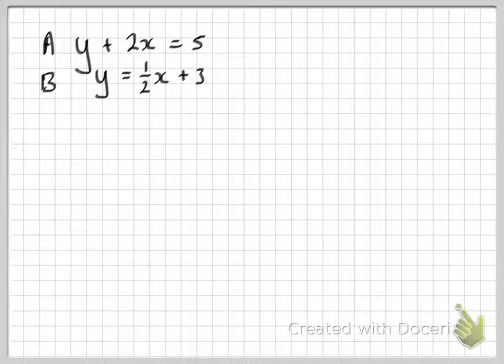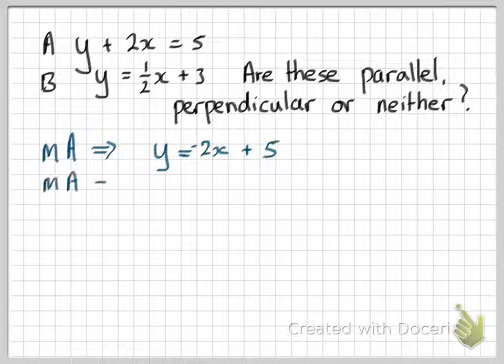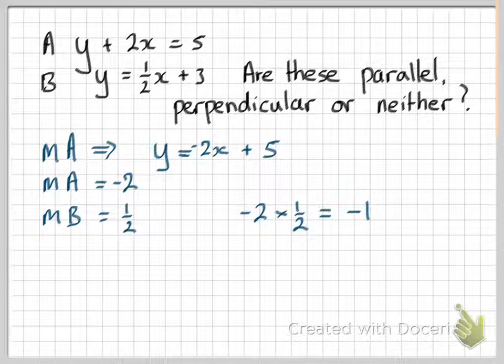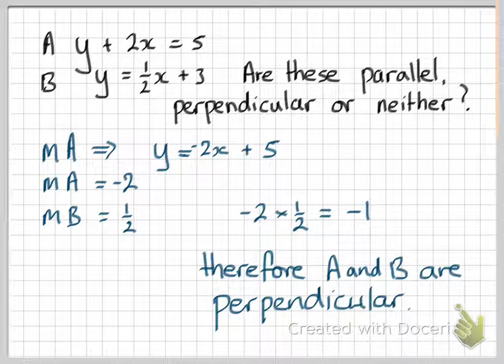If we've got these two lines, we've got to check, are they parallel, perpendicular, or are they neither of those? So let's have a look at the gradients. In fact, for most questions, it is the gradient that you need to find first. So the gradient of line A equals -2. You've got to put it in the form of y equals mx plus c. We see the gradient of A equals -2. The gradient of B is a half, and check, do these make -1 when you multiply? Yes, they do, therefore they are perpendicular.